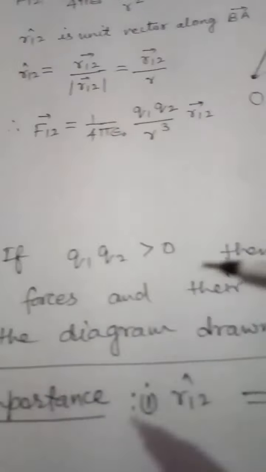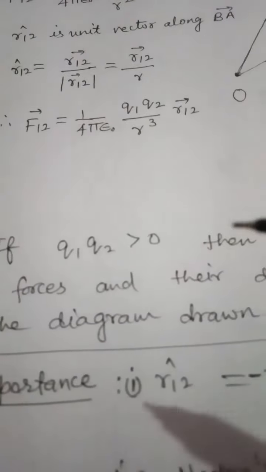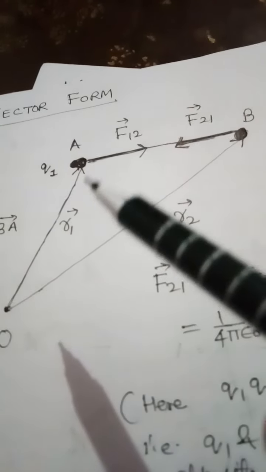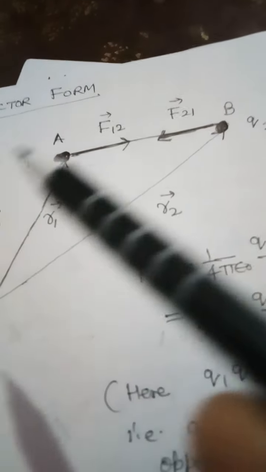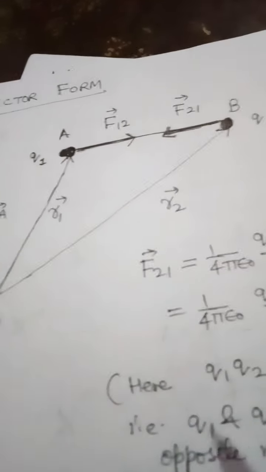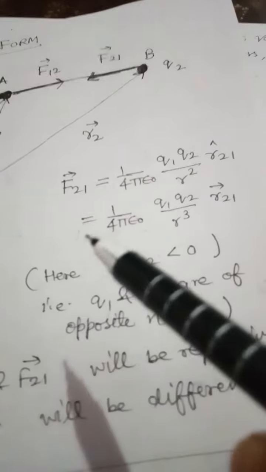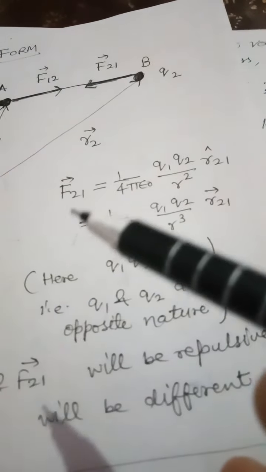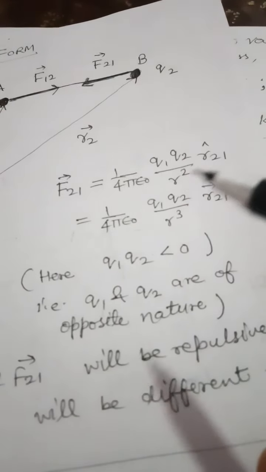If the product q1 q2 is greater than 0, that means both charges are either positive or negative, so that the product is positive, then the directions I have shown here will be just opposite. That means force on q1 due to q2 will be repulsive and will be shown away from it. Similarly, force on 2 due to 1 will also be repulsive, shown away from it. Actually, force on 1 is written here and force on 2 due to 1 will be written like this, 1 upon 4 pi epsilon 0 q1 q2 upon r square r21 cap.